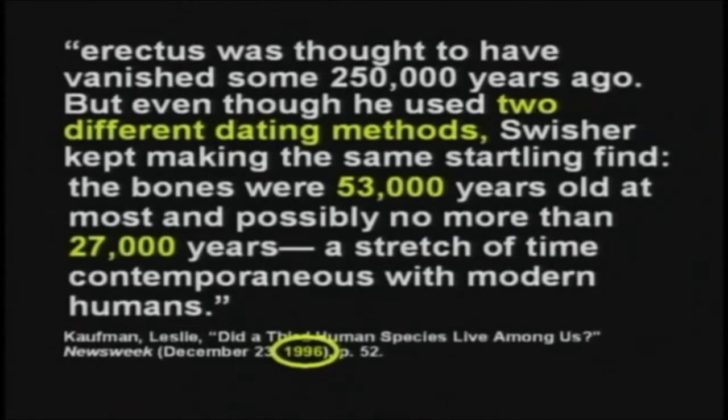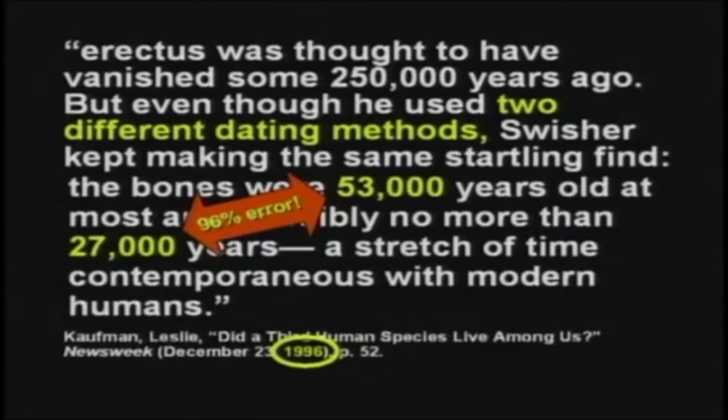Well, I'd like to point out two things here. He's looking for 250,000 as his answer, but he keeps getting 53 to 27,000, okay? Which is only 1/4 of what he wants, 1/5 of what he wants, okay? But he's still getting a 96% error. I mean, is it 27,000 or 53,000? This is not an exact science.